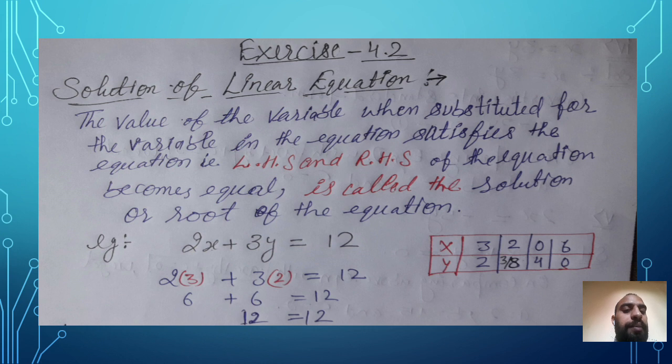Let's see, first example I have taken 2x plus 3y equals to 12. Now my task is here to substitute the value of x and y, so that after substituting answer remain 12. My dear student, here you have so many choices to substitute x and y. Consider, as I have taken here, x equals to 3 and y equals to 2. If I am substituting x 3, then 2 times 3 is 6, and y I have selected 2, 3 times 2 is 6, and 6 plus 6 is 12. That means first answer is the value of x is 3 and value of y is 2.